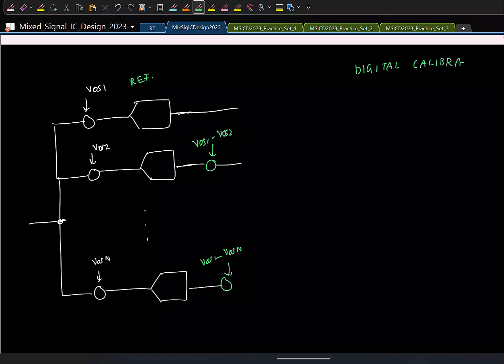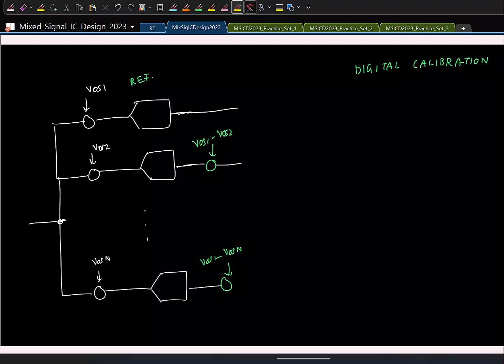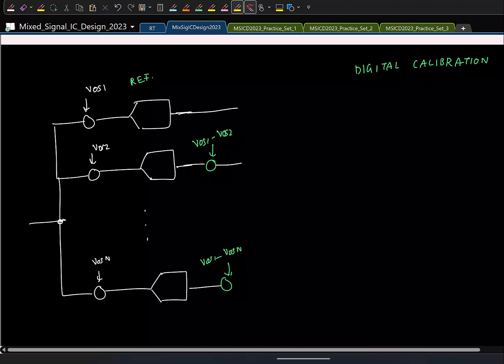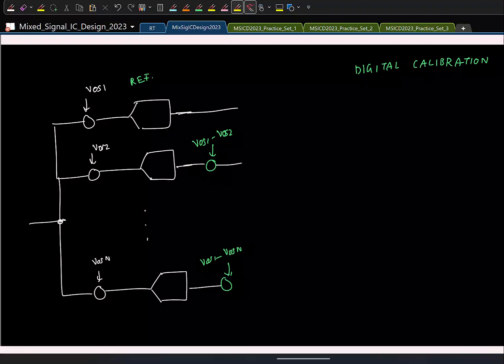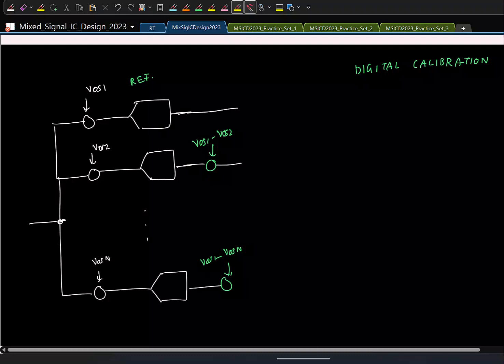This is usually referred to as digital calibration. This will be a recurring theme in this course also. In any analog and mixed signal circuit, you will find that any kind of mismatch or offset is usually tackled by digital calibration, simply because you can do a lot of post processing in the digital domain more easily than in the analog domain. And in mixed signal circuits, you have information already available in the digital domain, so you just try to exploit it.